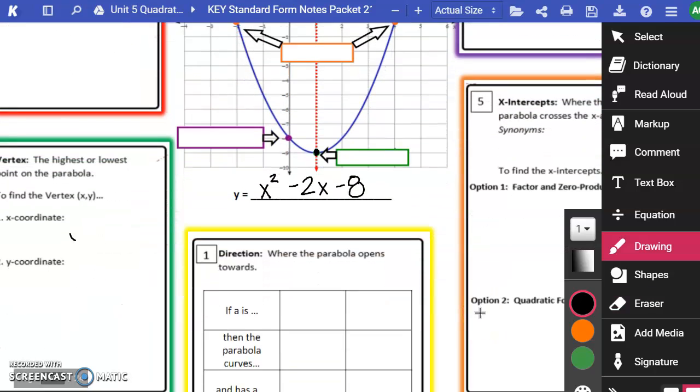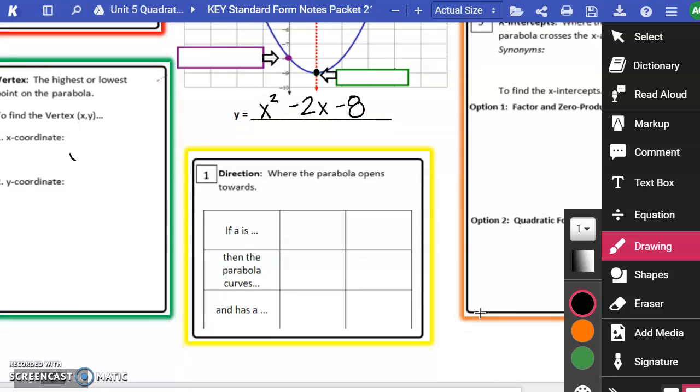Let's go in order, starting with box 1, which is below, and it says the direction. So the direction is where the parabola opens towards, and it's usually the direction that the arrows are facing. Remember, the arrows don't tell you where it's going. The arrows just tell you, hey, there's more up here on this graph that we didn't have room for.